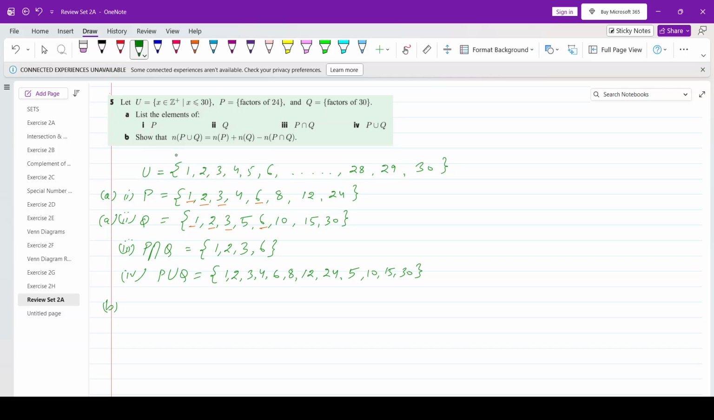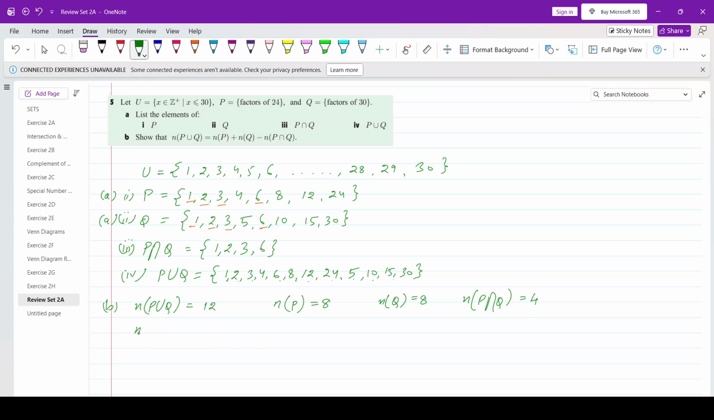Part B says show that the number of elements in P union Q is equal to the number of elements in P plus the number of elements in Q minus the number of elements in P intersection Q. Now elements in P union Q is going to be 1, 2, 3, 4, 5, 6, 7, 8, 9, 10, 11, 12. The number of elements in P is going to be 8. The number of elements in Q is going to be 8. The number of elements in P intersection Q is going to be 4.